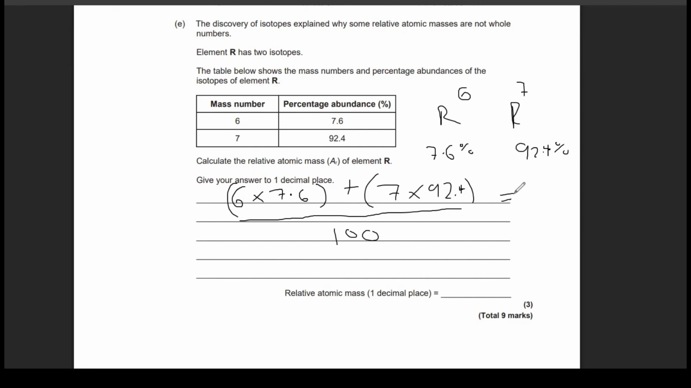And we need to do it to 1 dp. Let me grab my calculator. You can do that in your head. You are a genius. Right, 6 times 7.6 gives me 45.6. And then I would be adding that to 7 times 92.4, which is 646.8, and then I'd be dividing by 100. So let's try this out.